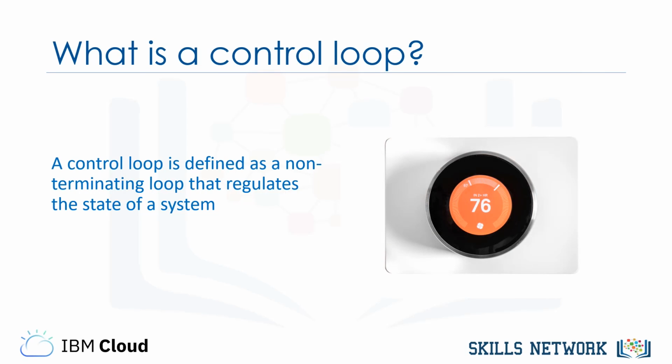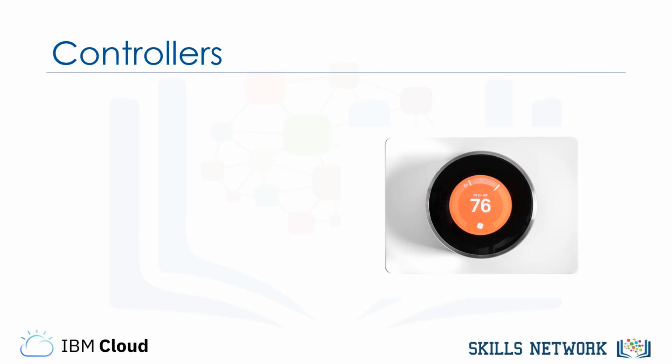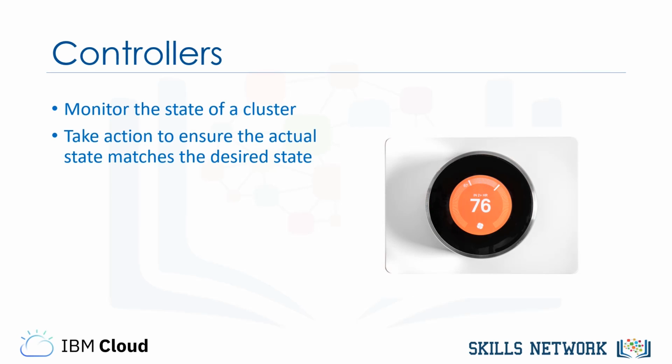When you set the temperature on a thermostat, you specify the desired state. You would like the room to be, say, 70 degrees Fahrenheit. The thermostat then works continually to make the actual state, the temperature in the room, closer to the desired state, the temperature set on the thermostat. Controllers in Kubernetes work the same way, but they watch the state of a Kubernetes cluster and take action to ensure that the cluster's state matches the desired state.